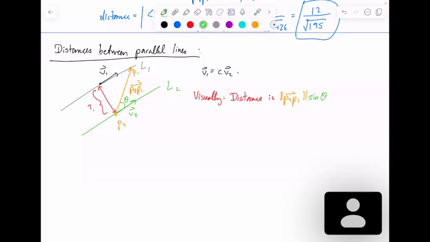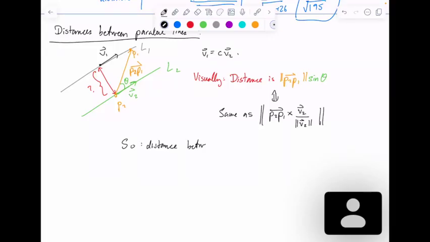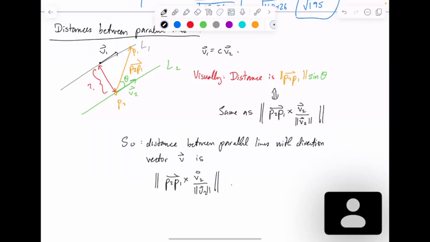But what is this? This is the same thing. This is the same as the magnitude of the cross product given by the following. It's the cross product of P2, P1 cross the unit vector in the V2 direction, right? Well, in this case, V2 is the same direction as V1, so their unit vector is the same. It doesn't matter if you take V1 or V2. So this is going to be the magnitude of the cross product here. And so the distance between parallel lines with direction vectors V is this, right? Oh, I guess I'll just do V here.